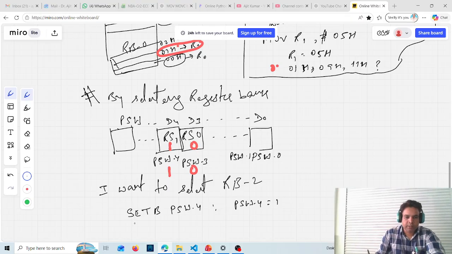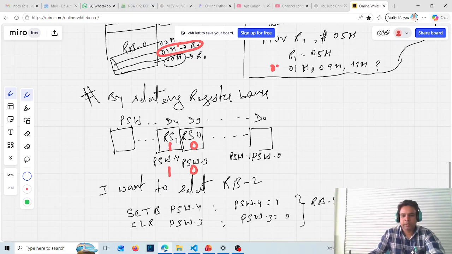So I write here CLR. Even if you don't write CLR, by default it will be 0 only. So I write CLR PSW.3. By using this instruction, your PSW.3 will become 0. Now, by writing these two instructions, register bank 2 has been selected.